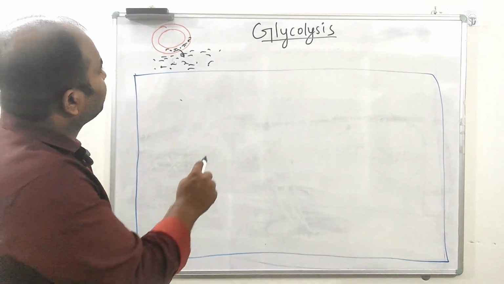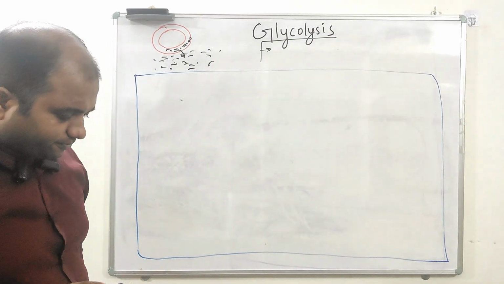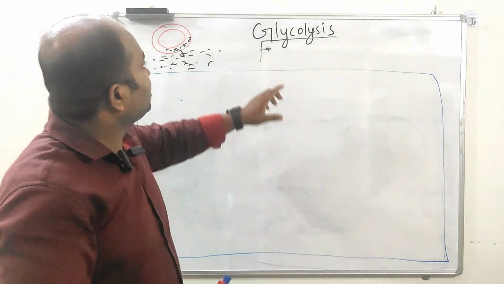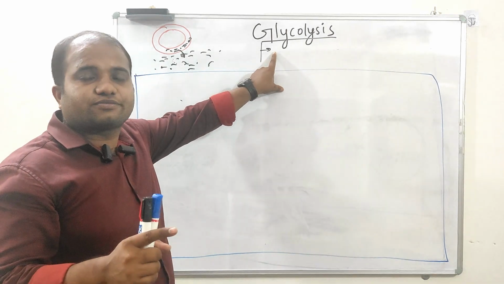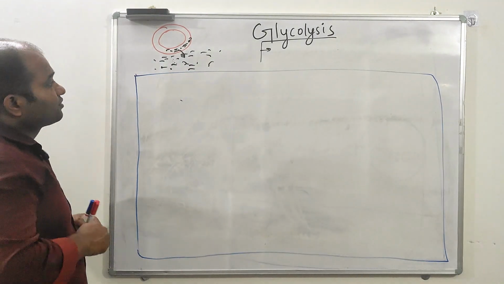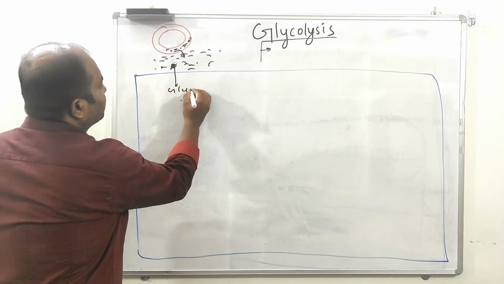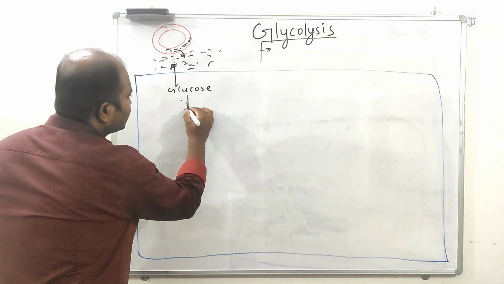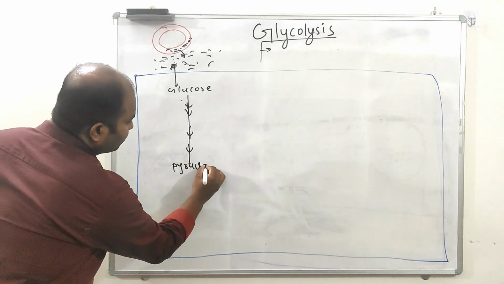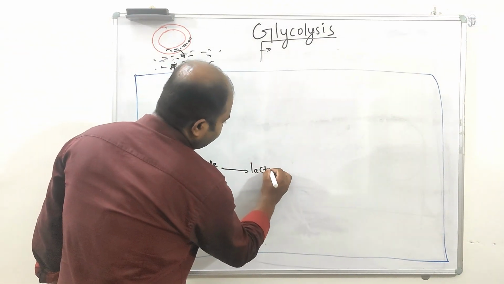So before going to the detailed steps, let's define glycolysis. How do you define glycolysis? Glycolysis can be defined as the metabolic pathway in which glucose is oxidized into pyruvate, or lactate. So it is the oxidation of glucose, right? Once the glucose reaches the cell, through a series of reactions it can be converted into pyruvate, and in some conditions it can be converted into lactate.